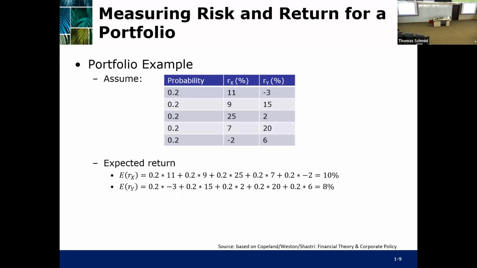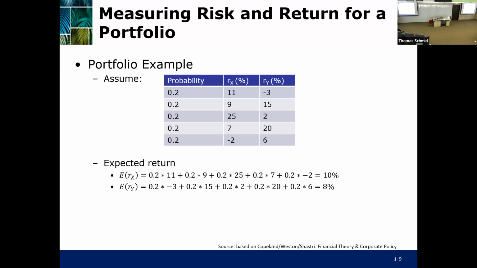So these are 5 different states of the world. We have two assets, x and y. Each of them has the same probability, and for each state we have an expectation about the return of x and the return of y. So we have -3 and 9 in the first state, 15 in the second state, and so on. It's exactly the same idea as the table we had on the first slide, only that we have 2 assets. Okay?